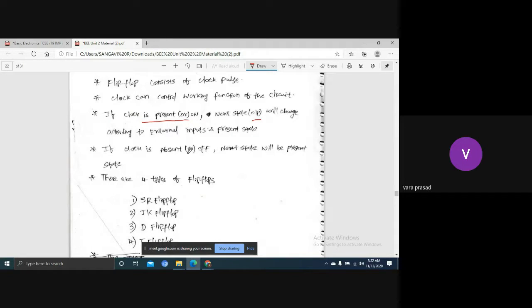Clock is absent, or off. Next state will be present state only. Output is present state only. Okay, these are for introduction. If you write or not, don't write, not an issue. Now we'll discuss about the flip-flops.